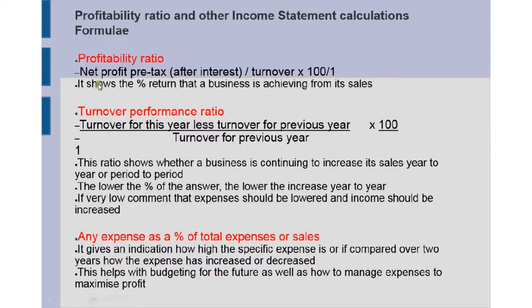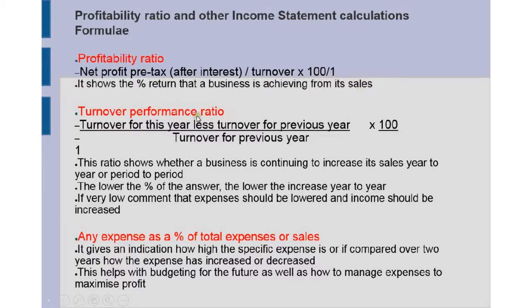When we look at the formulae of these ratios, that's a very important step, because you need to know the formula before you can actually do the calculation in the question. So the formulae of the ones that we've mentioned now, we will quickly run through. First of all, the profitability ratio, that will be the net profit pre-tax but after interest divided by your turnover, and to get a percentage, we're going to multiply it by 100 over 1. This shows the percent return that a business is achieving from its sales.